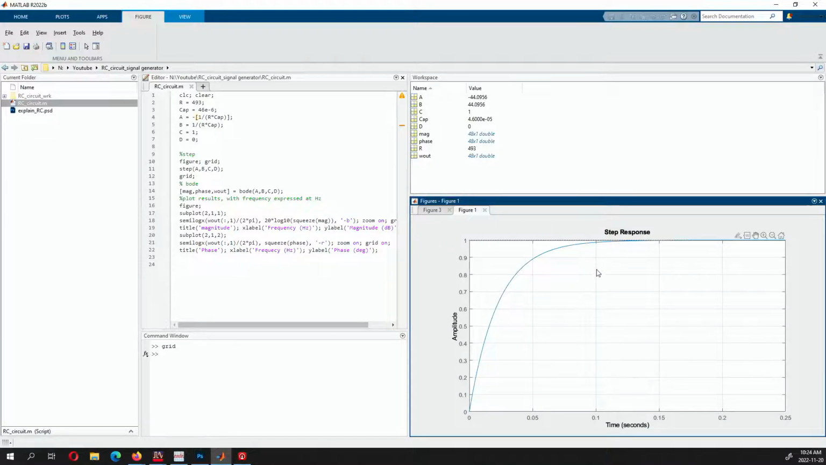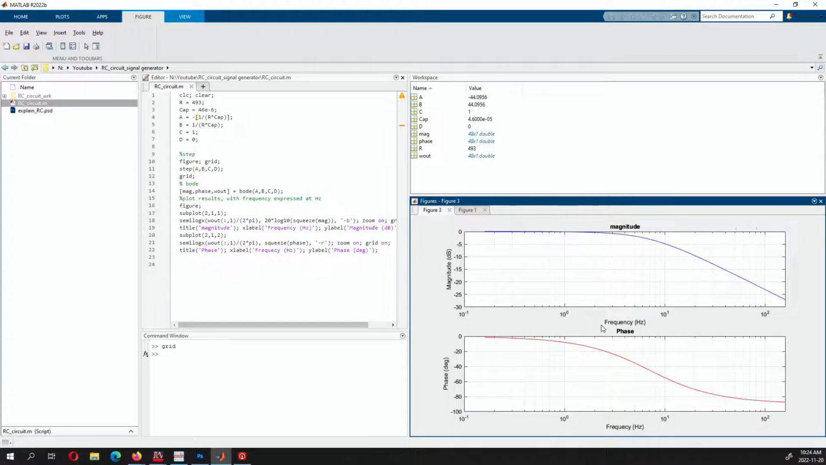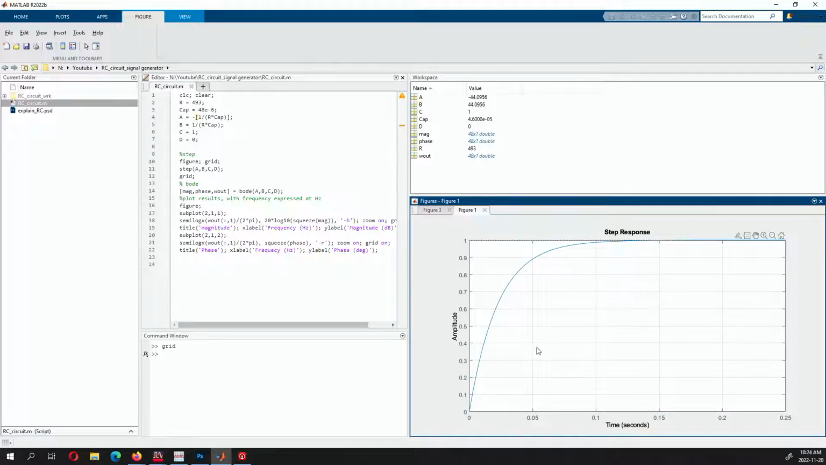If I give it 1 volt, it should charge to 1 volt around 0.15. That'll be steady state onwards. We also have the frequency response, which is the Bode plot. We'll get into this shortly, but this is the mathematical way of representing the circuit.